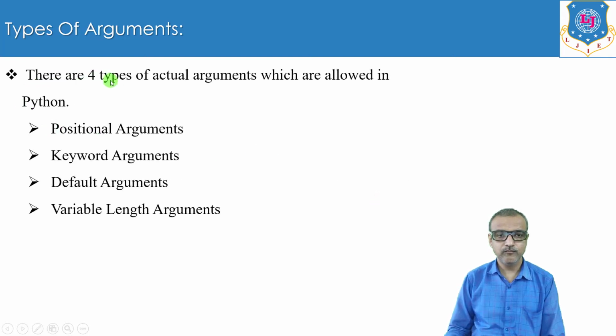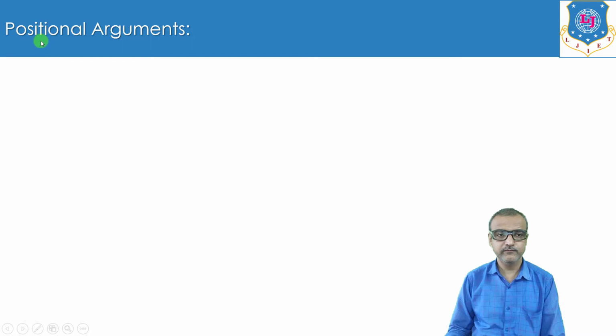There are four types of actual arguments which are allowed in Python. First one is positional arguments, second one is keyword arguments, third one is default arguments, and the fourth one is variable length arguments. So first of all, we will discuss positional arguments.